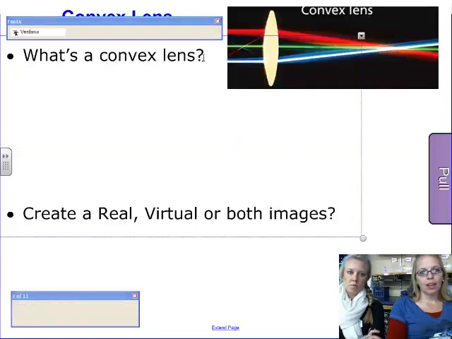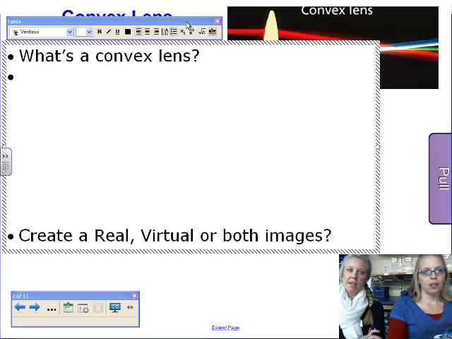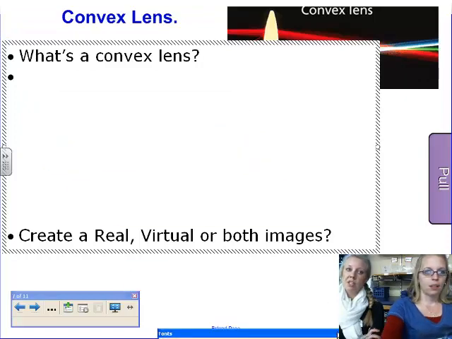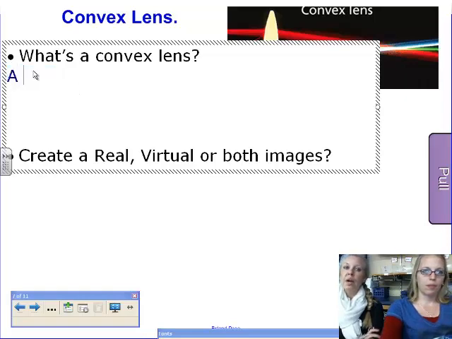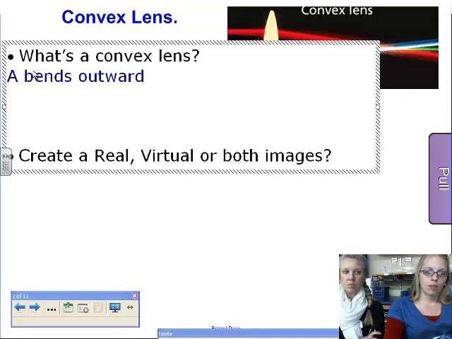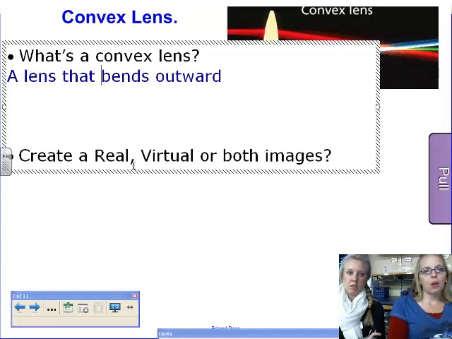Okay, convex lens. So think back to when we talked about mirrors. We talked about the words convex and concave. Just a refresher for you, convex means that it bends outward, like a hill or a mound. I'm going to add the word lens: a lens that bends outward.